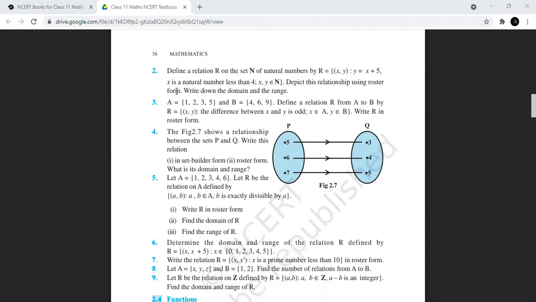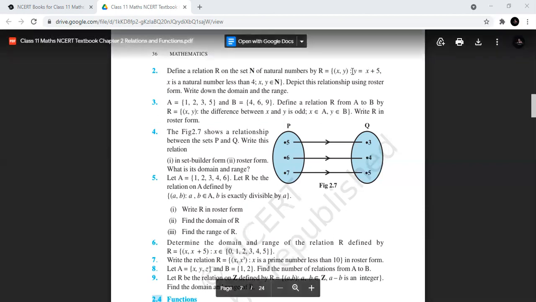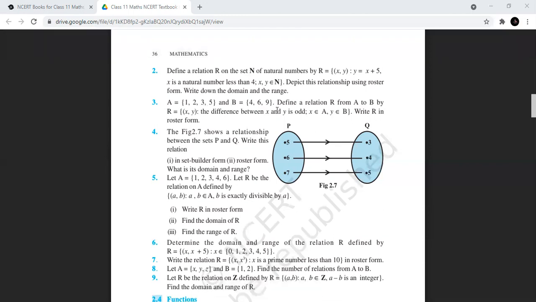Because आपको condition given है x has to be less than 4. So a natural number less than 4 is only 1, 2, and 3. Get that, children? Okay. Now write down the domain and range. So domain is 1, 2, 3. I've already listed that for you. And range will be the images that were 6, 7, 8.